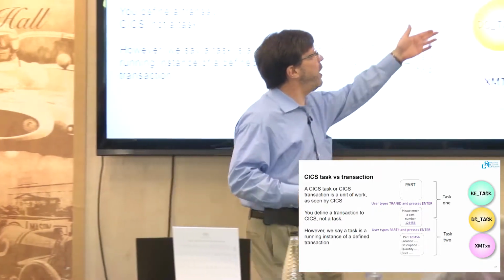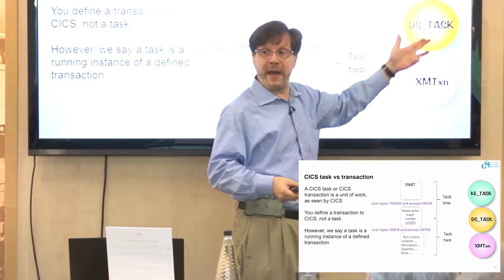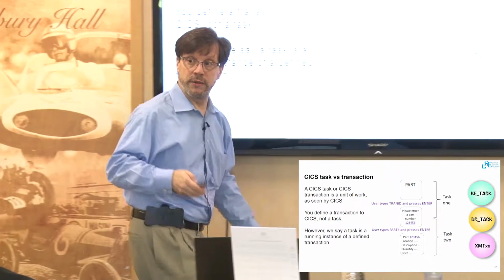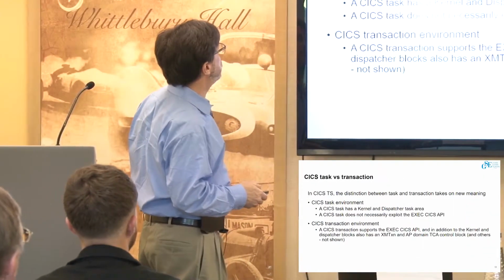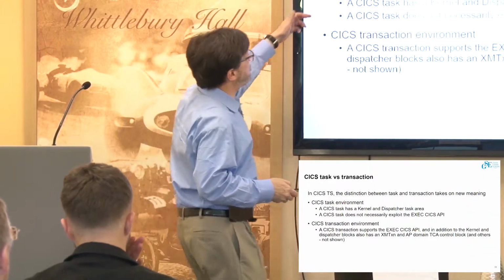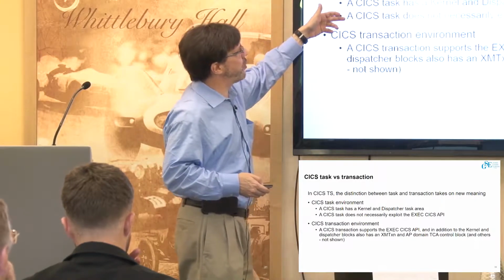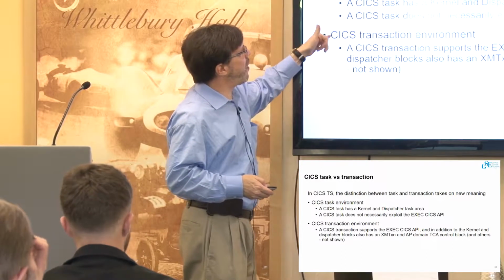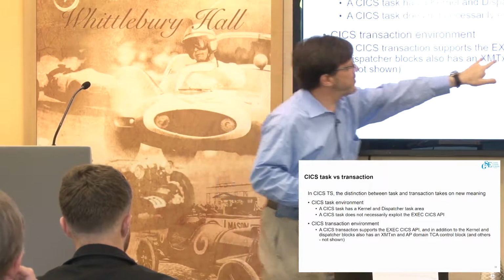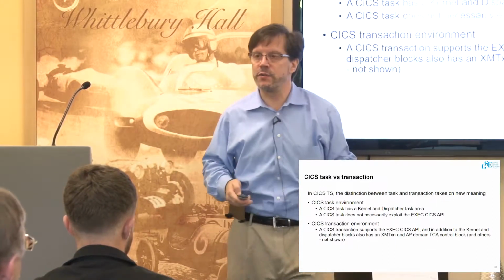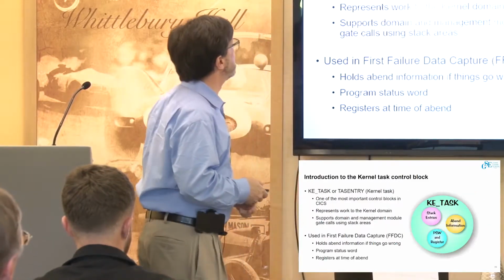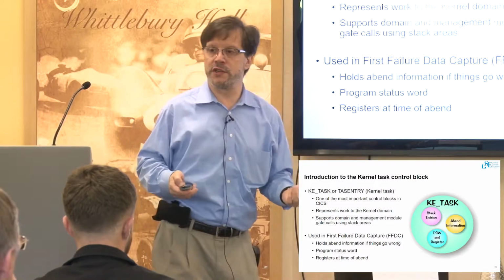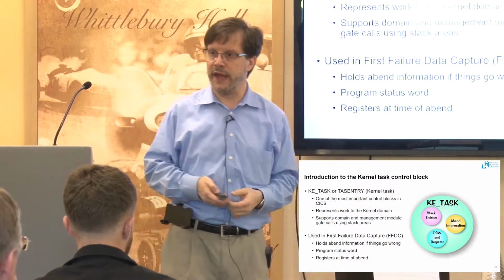And like we're saying over here, the kernel has to know about you, the dispatcher, and the transaction manager. So, a CICS task only will have the dispatcher and the kernel. A transaction environment will allow you to have the EXEC CICS API structure, which allows you to issue CICS calls. So, the very first control block we're going to do is called the kernel task.